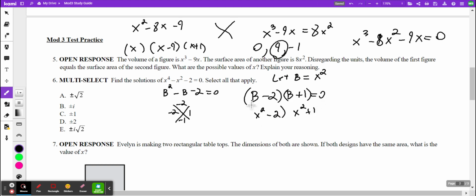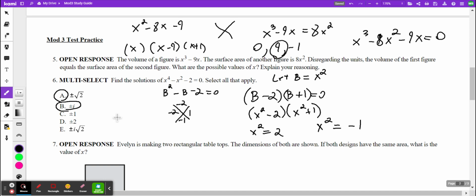So if I were to solve it, and that's a big if right now, I know that I would have x squared is equal to 2, and x squared is equal to negative 1. Without factoring anything, I know I'm going to have plus or minus the square root of 2, and the square root of a negative number is i. So I'm going to have these two be my answers. Nothing else will work. So let's go on.